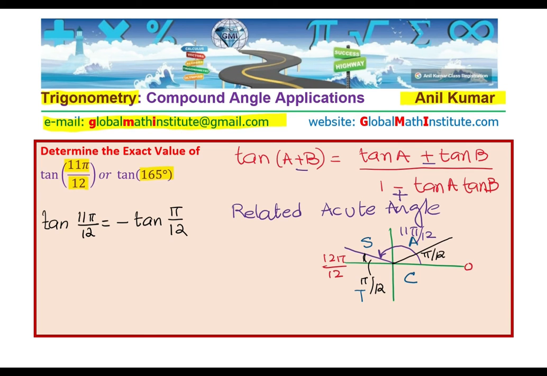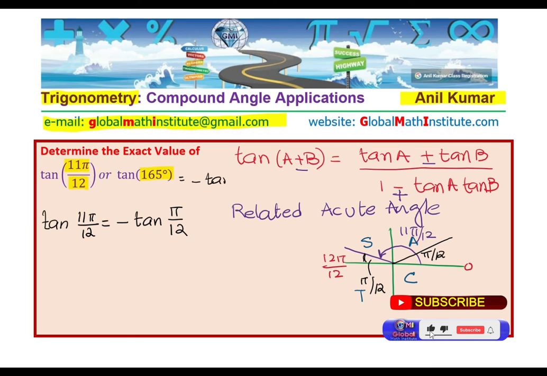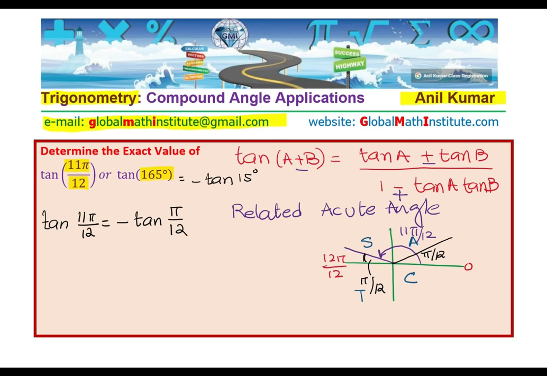If you are working in degrees, then you will write this as minus tan of 15 degrees, correct? 180 minus 165 will give you 15 degrees. Okay, great. So you can work in either. I know working in degrees is simpler, so I will do it in radians.